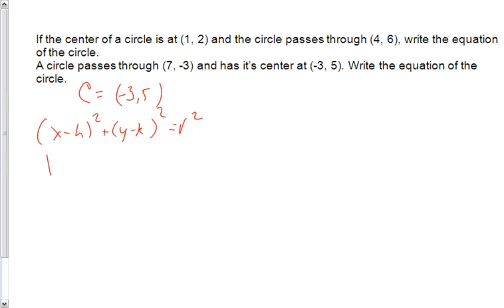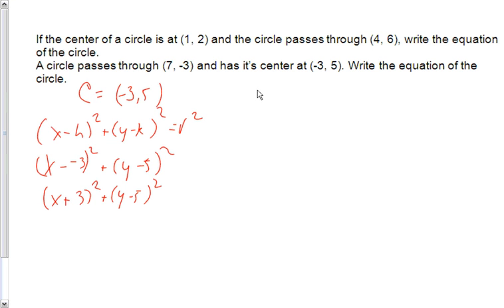Well, x minus negative 3 squared plus y minus 5 squared. So it's really (x + 3)² + (y - 5)². The only thing we have to do is find the radius. Ugh, the radius. Well, the radius is the distance between the center and one of its points.